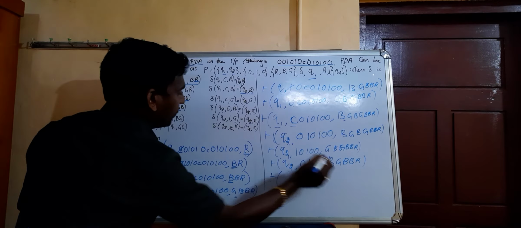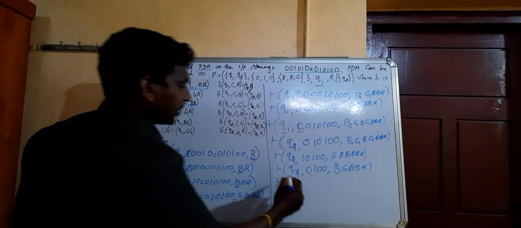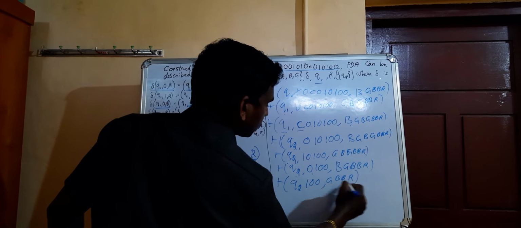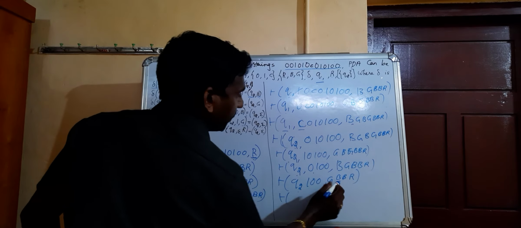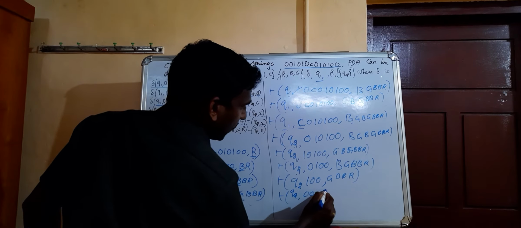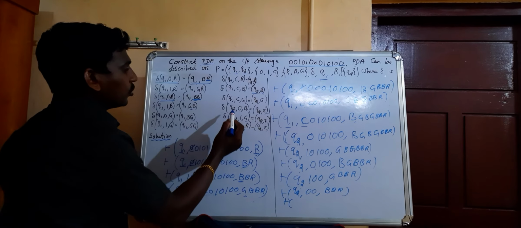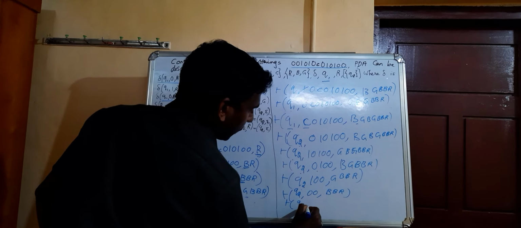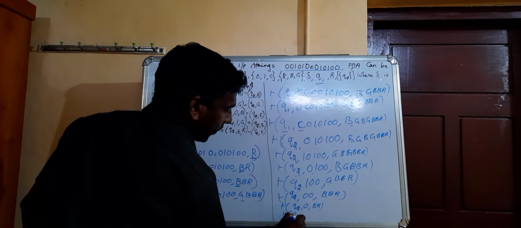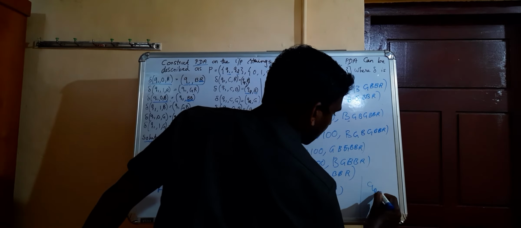Okay, now Q2 0B, Q2 0B, here it is. This is epsilon, so pop from the stack. So Q2 1 0 0 comma GB, BR. Now Q2 1G, Q2 1G is there, it is also a pop. So Q2 comma 0 0 comma BBR. Now Q2 0B, Q2 epsilon. So Q2 comma 0 comma BR. Now Q2 0B, again Q2 comma epsilon comma R. Okay, now finally Q2 comma epsilon comma R.